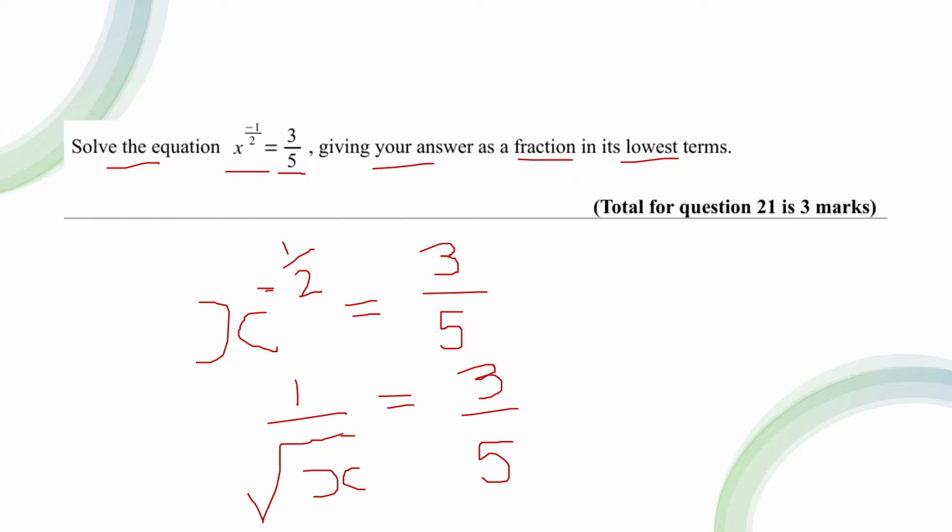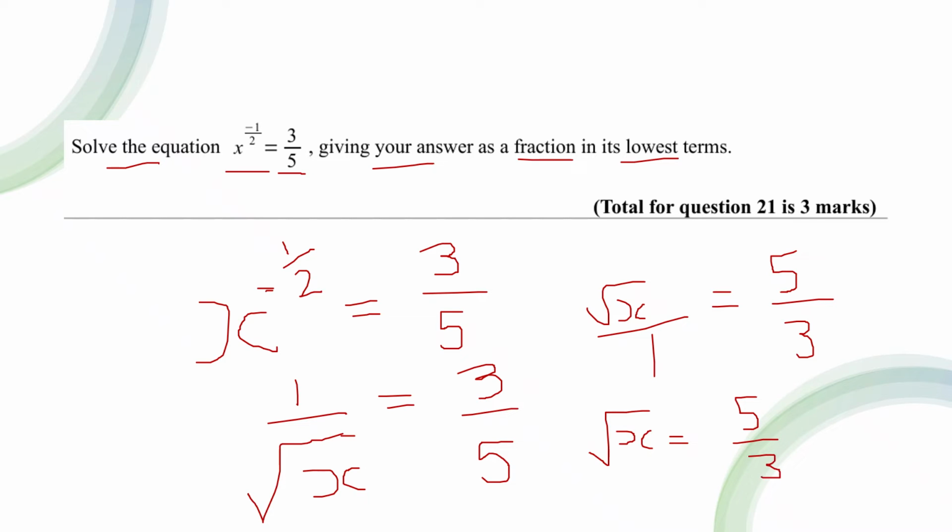How can I get x by itself? Well, I'm going to reciprocate both sides. So I'm going to have root x over 1 is equal to 5/3. Essentially I'm raising each side to the power of minus 1, flipping both sides. Root x over 1 is equal to root x, because anything over 1 is just itself, is equal to 5/3. Now, what's the opposite of square rooting? That's to square. So square both sides. So we have x is equal to 5 squared over 3 squared.